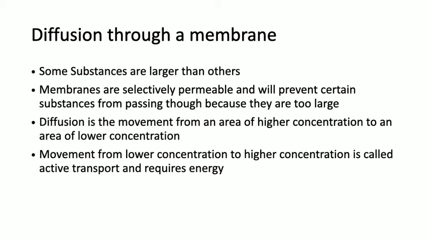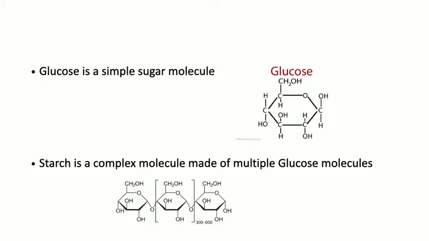Diffusion is the movement from an area of higher concentration to an area of lower concentration. Movement from lower concentration to higher concentration is called active transport and requires energy. This lab uses glucose, which is a simple sugar molecule, and it also uses starch, which is a complex molecule made of multiple glucose molecules.